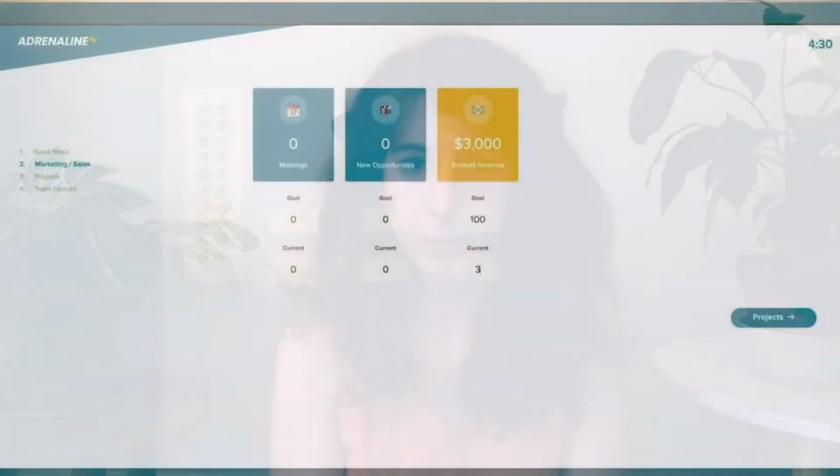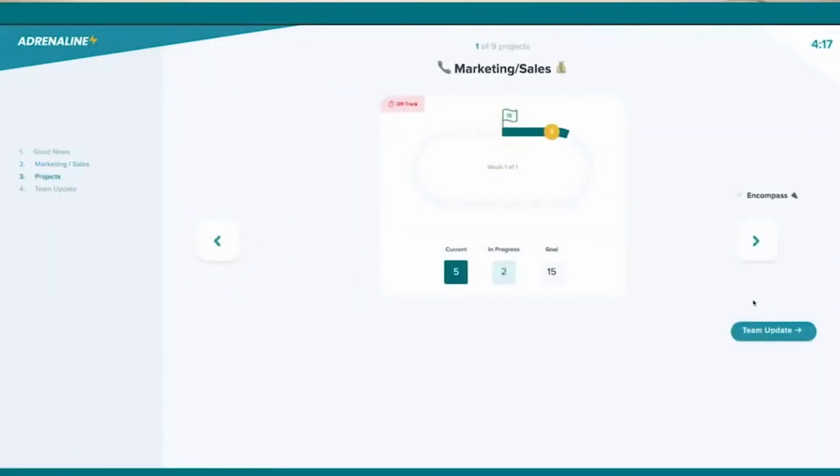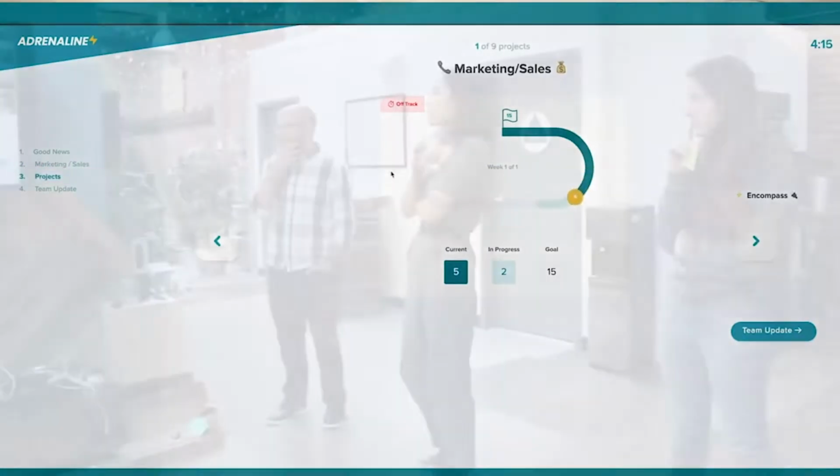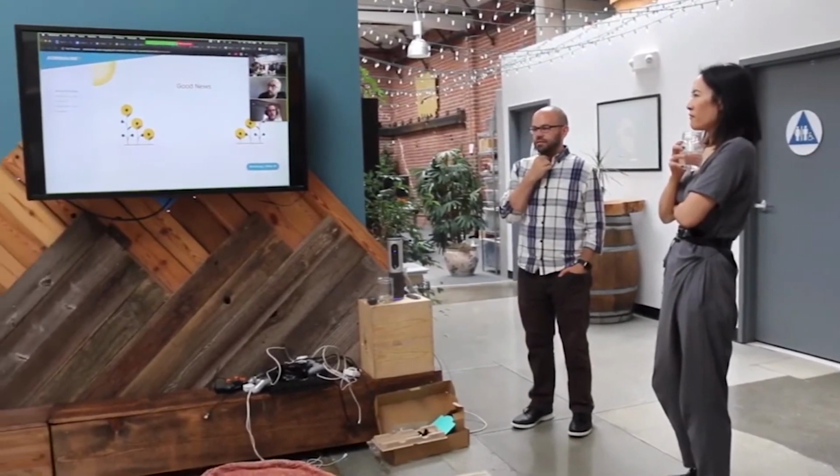Throughout this series, we'll be using Yeti's internal project, the Daily Huddle Board, as our example project. The Daily Huddle Board is a tool we've created to help both remote and in-person teams stay connected, happy, and transparent through a single daily meeting.